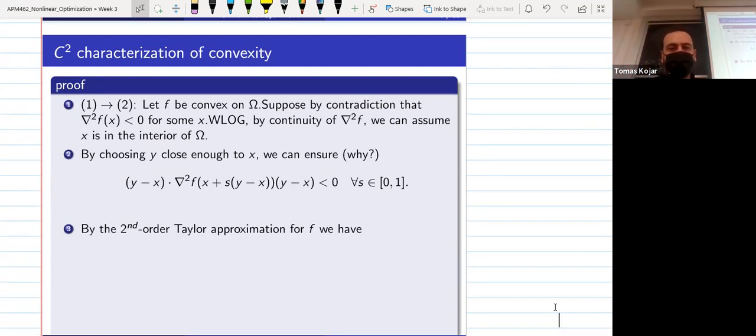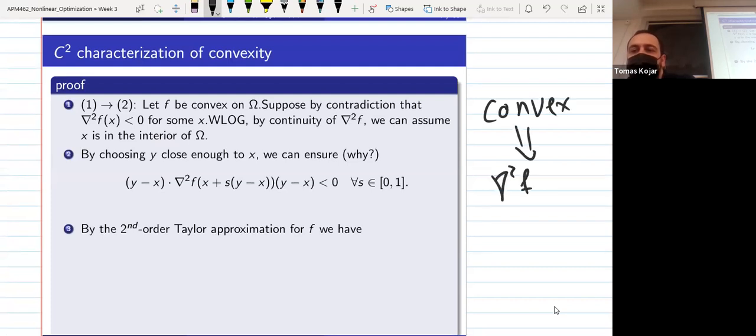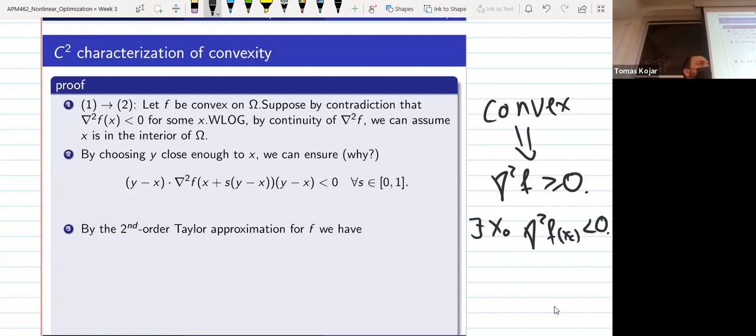Again, let me remind you, we're trying to prove the most important result, that convex implies that the Hessian is semi-definite, just to have it in mind. And we did this by contradiction. We said that there exists an x naught so that Hessian of f at x naught is negative. Okay, good.